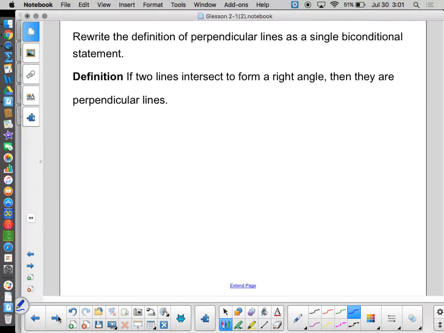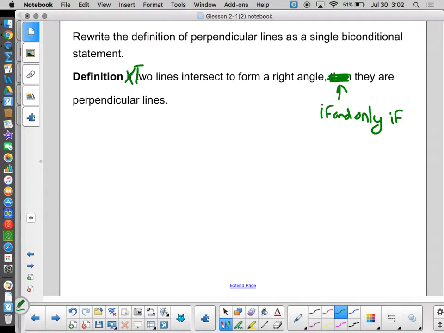Here's a similar statement. If two lines intersect to form a right angle, then they are perpendicular lines. That's a regular definition. I want to rewrite this as a biconditional. So what am I going to do to rewrite something as a biconditional? First thing we're going to do is we're going to drop the if. And we're just going to start with a capital T here. So two lines intersect to form a right angle. We're going to get rid of the then. We're going to replace that with the phrase if and only if they are perpendicular lines.